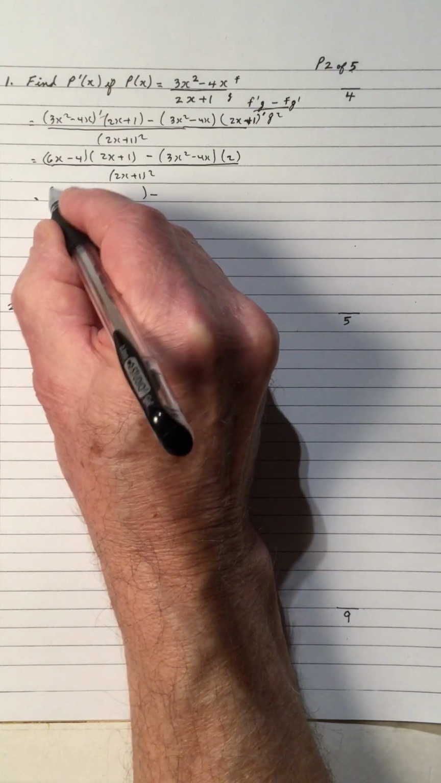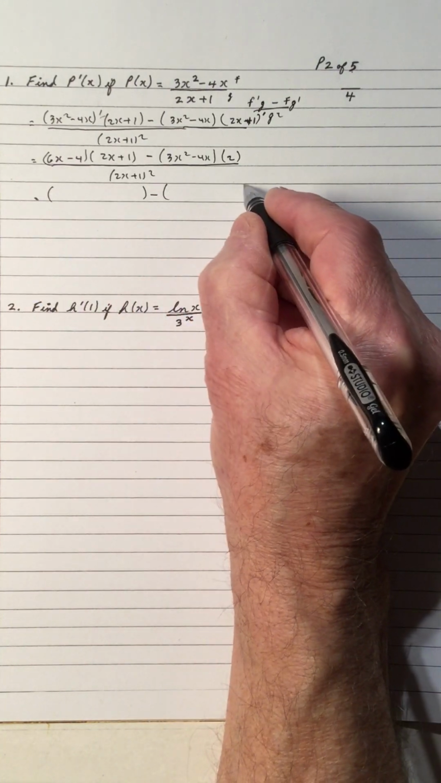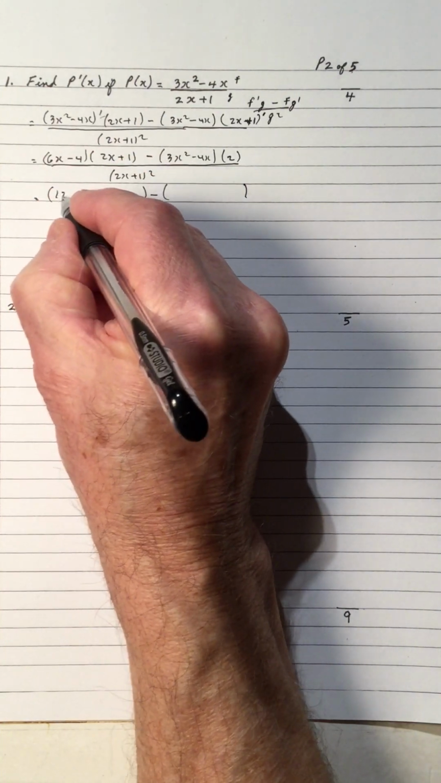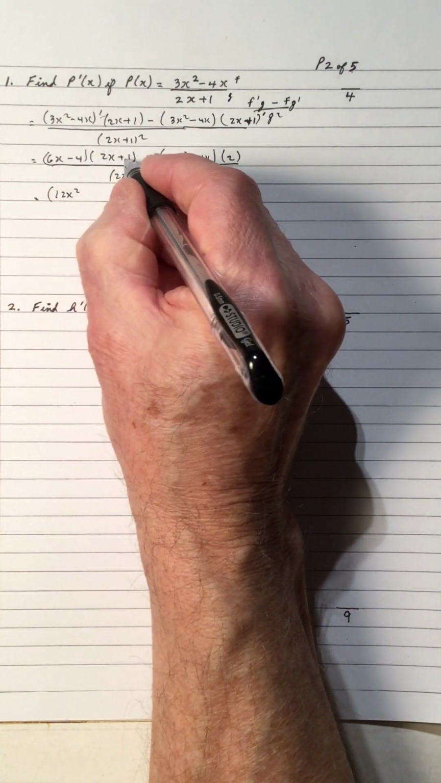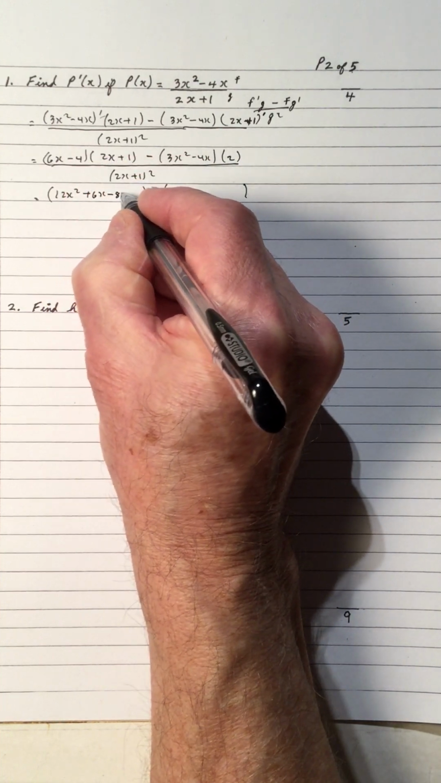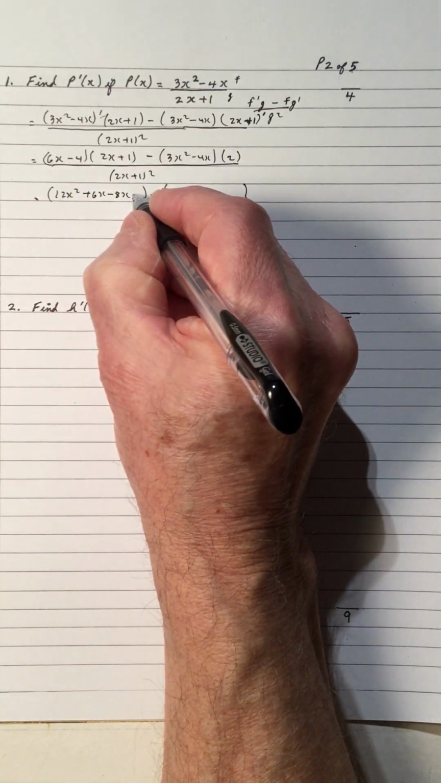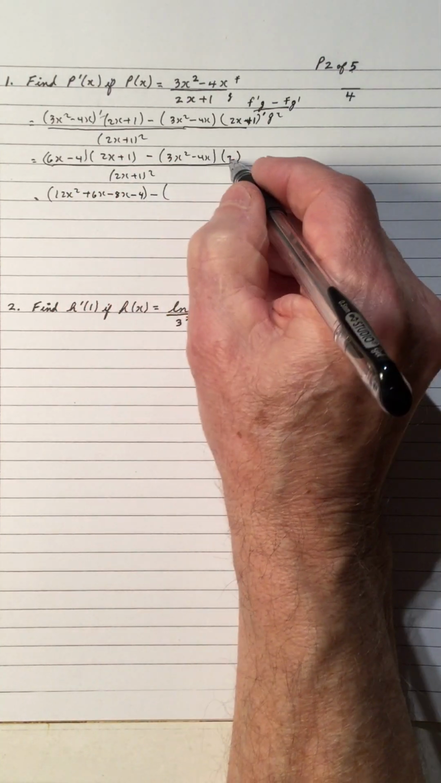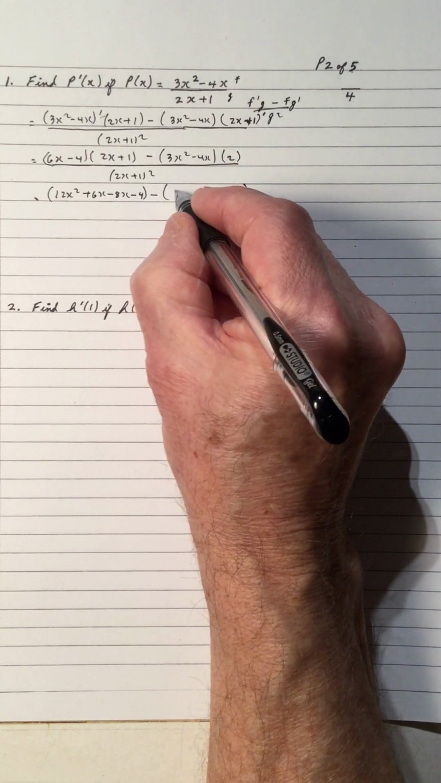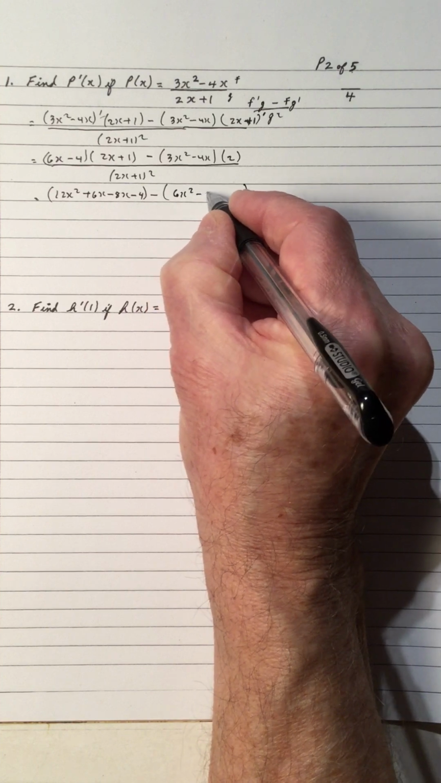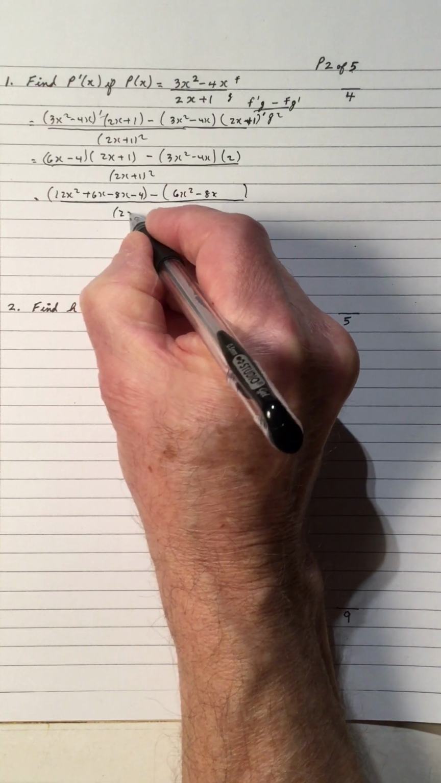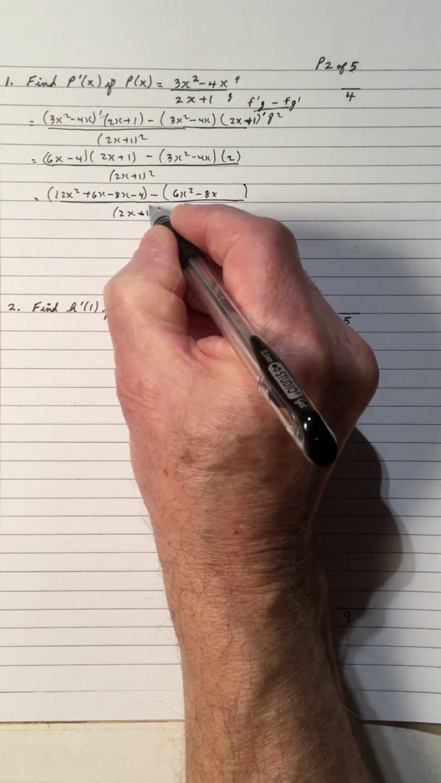We do the FOIL on the first one, so we do the multiplication first, and we'll do the subtraction after by PEMDAS. So 6x times 2x is 12x squared. 6x times 1 is 6x. Negative 4 times 2x is negative 8x. Negative 4 times 1 is negative 4. And now we multiply 2 by 3x squared minus 4x, which gives us 6x squared minus 8x, all over the denominator, 2x plus 1 all squared.